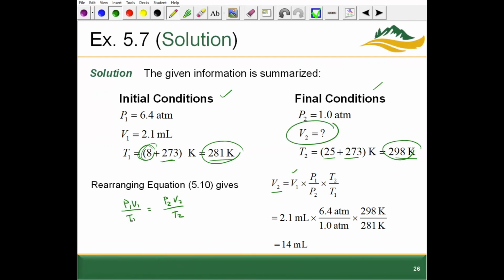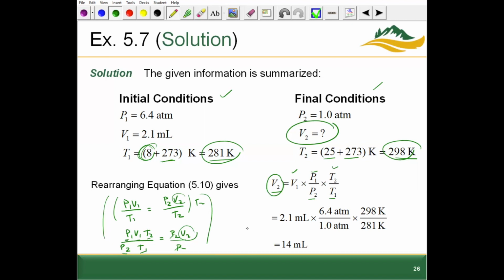So P1V1 over T1 is equal to P2V2 over T2. To isolate our only unknown, volume 2, we multiply both sides by T2. So P1V1 times T2 over T1 is equal to P2V2. Then we divide both sides by P2. P2 cancels out, leaving volume 2 equal to volume 1 times pressure 1 times temperature 2 divided by pressure 2 and temperature 1. So it gets a little more complicated algebraically, but here we have isolated for volume 2.